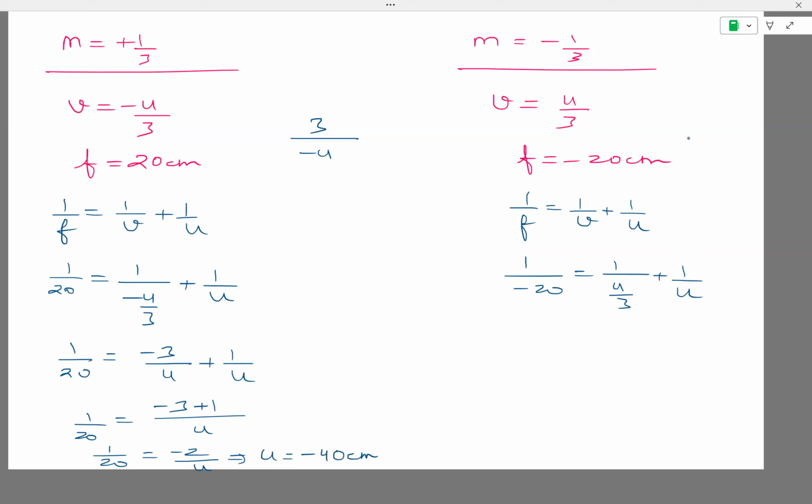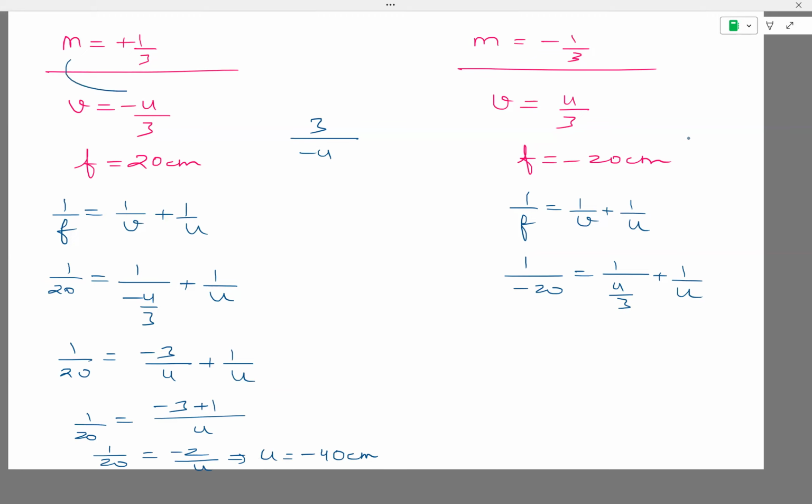And we know, right? Object distance is always negative. Yes or no? The object is always placed on the left side of the mirror, whether it is concave or convex. So object distance is minus 40 centimeters. So you have to say that the object should be placed at a distance of 40 centimeters.